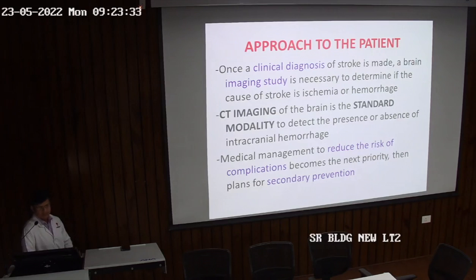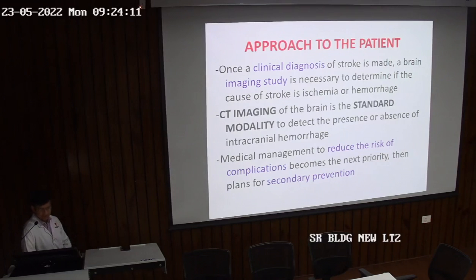So the CT imaging of the brain is the standard modality to detect the presence or the absence of intracranial hemorrhage. So whenever the patient comes to you with stroke in the emergency department, first a clinical diagnosis of stroke should be made, then a CT scan should be ordered. You should not wait for the MRI, because the CT scan is very rapid. Only a few minutes are required for a CT scan, and we are mainly focused on whether the patient is having a hemorrhage or not, because the treatment differs. So the patient should not wait for the MRI of the brain.